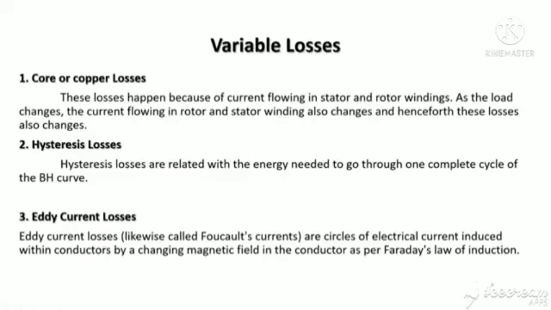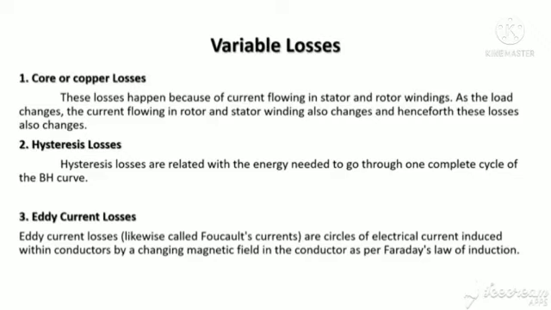Variable losses, or copper losses. The losses happen because of current flowing in stator and rotor windings. As the load changes, the current flowing in rotor and stator windings also changes, and hence these losses also change. Hysteresis losses. Hysteresis losses are related with the energy needed to go through a complete cycle of the BH curve.